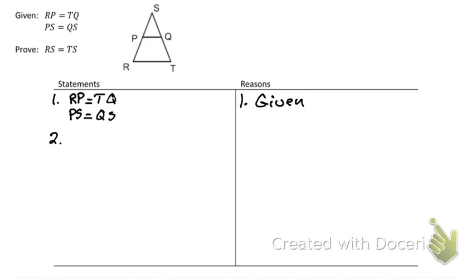Why not go, well, I know that RP plus PS, that's an R, equals the total distance R to S. I also know that TQ plus that QS equals that TS. My second step is that segment addition postulate.